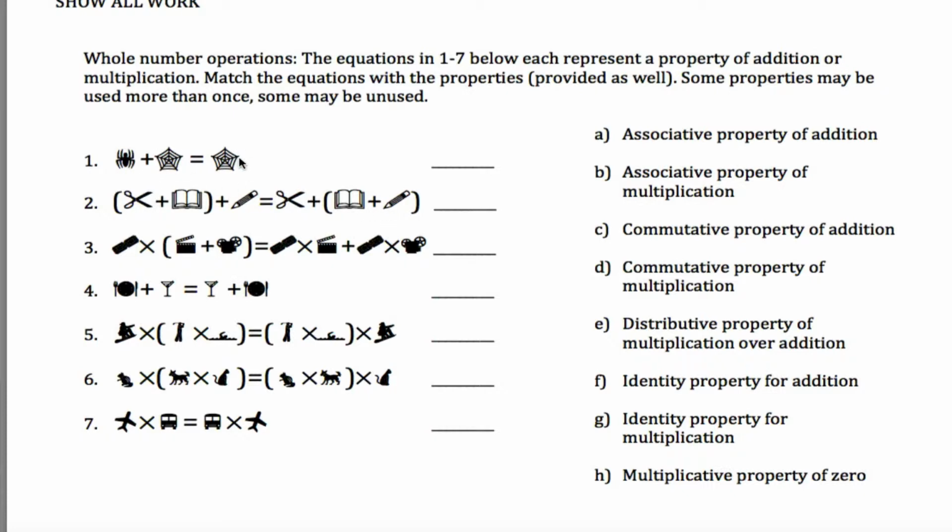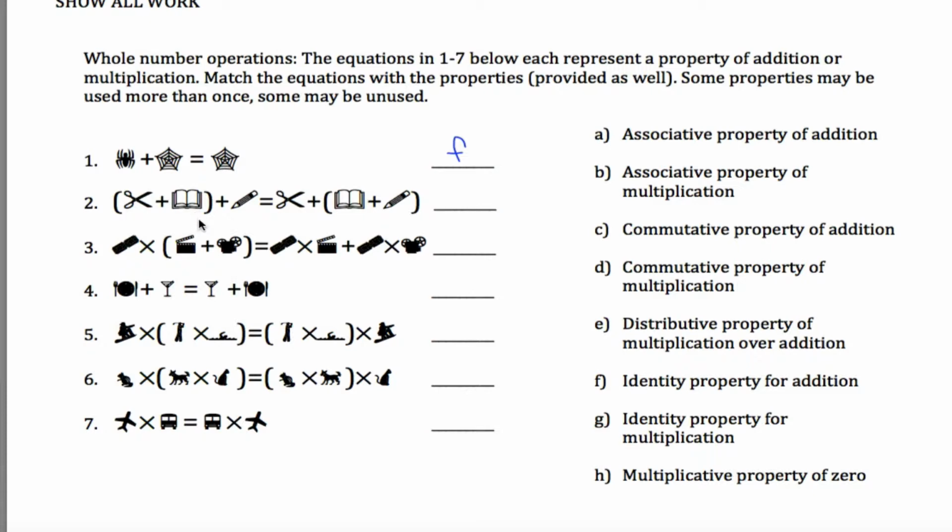In this case, I have spider plus web equals web. In other words, there's some element out there, spider, that when I add it to some other element web, it does not change that other element web. So what is going on here? Well, spider must be 0, right? 0 plus 7 equals 7, for example. So what's going on is there's this special element with addition that does not change the value of anything that it's added with. And that's what's called the identity element of addition. So here we go. F, the identity property for addition, would go here.